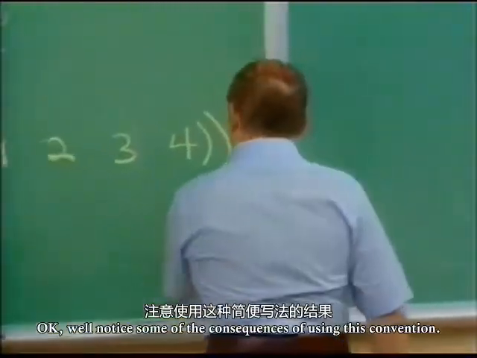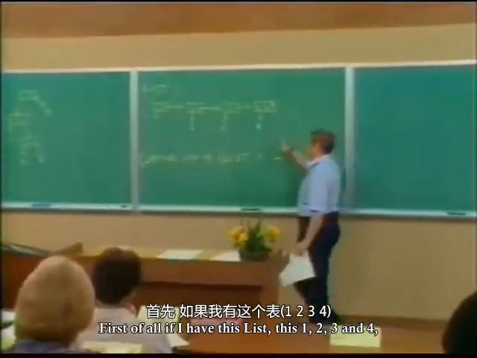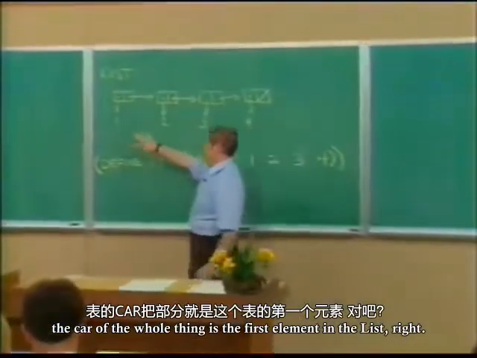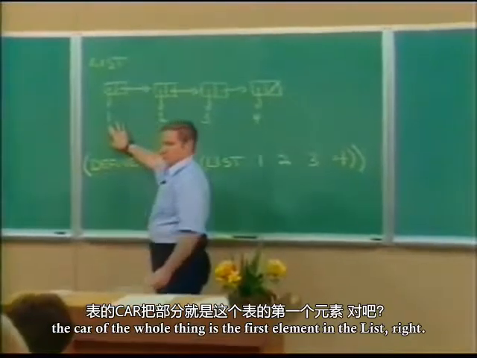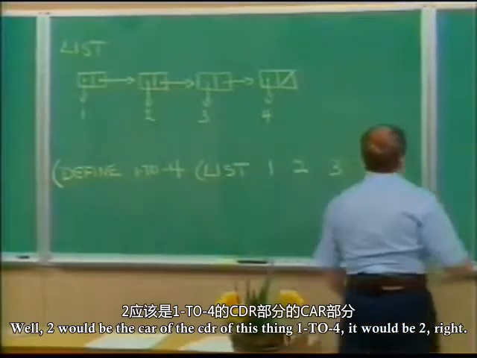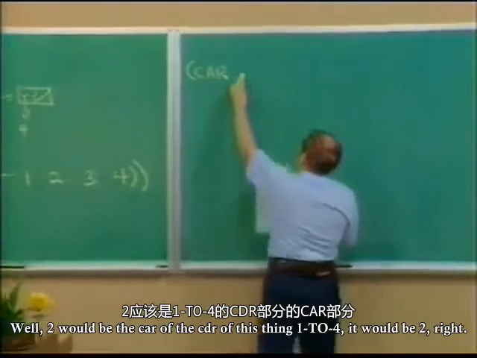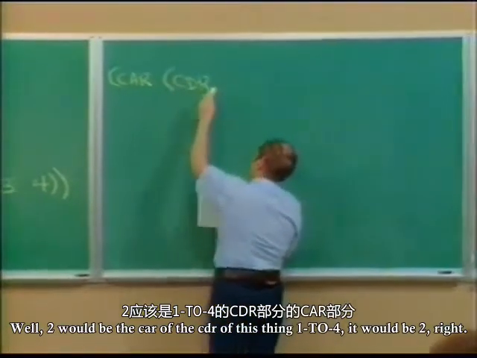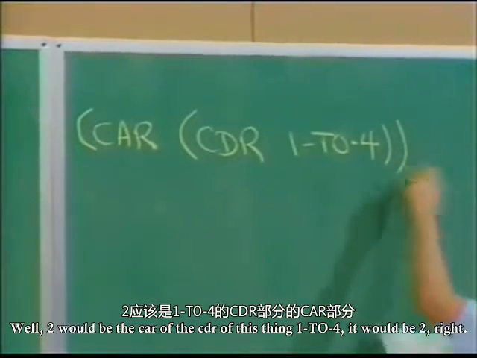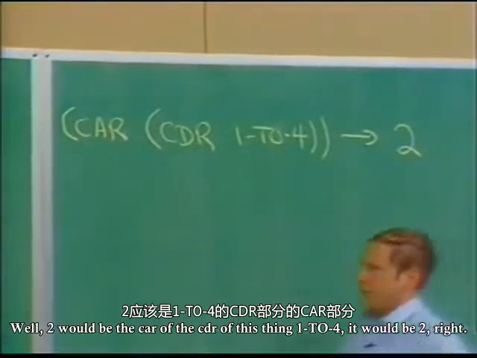Okay, well, notice some of the consequences of using this convention. First of all, if I have this list, 1, 2, 3, and 4, the car of the whole thing is the first element in the list. Right? How do I get 2? Well, 2 would be the car of the cdr of this thing, 1 to 4. Would be 2. Right?